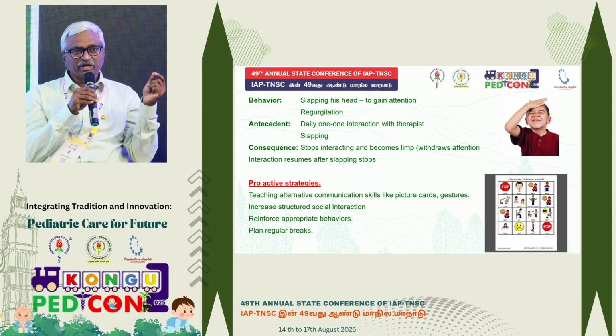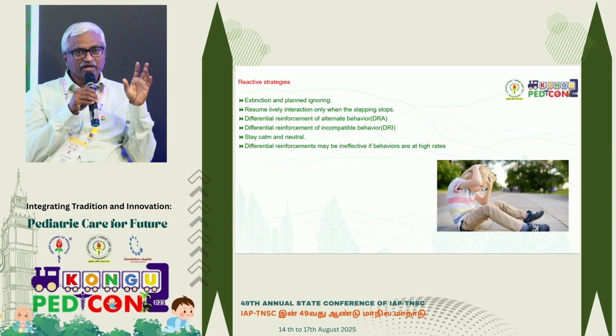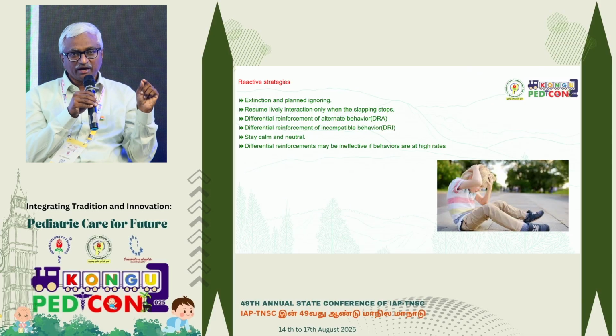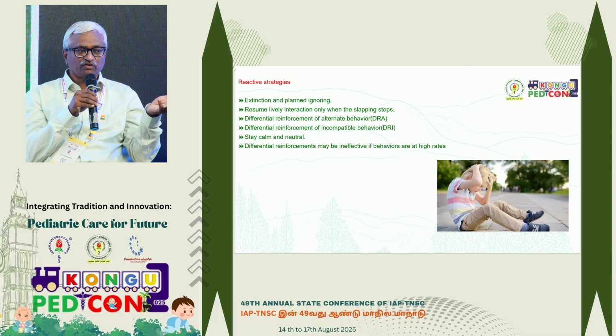Reinforce his appropriate behaviors and plan for regular breaks. These will be the proactive strategies. And the consequence-based strategies here were that we can use the DRA and the DRI, that is, using an incompatible behavior for this child, to make him do that behavior and reinforce the behavior.